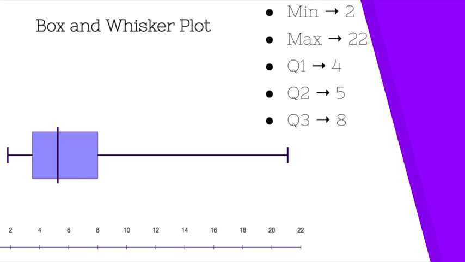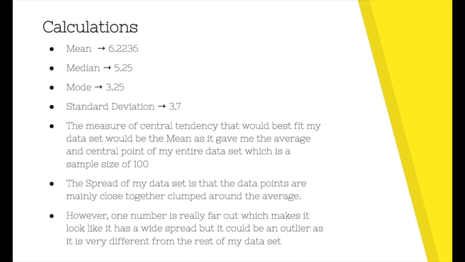This diagram is a box and whisker plot representation of my data. From this you can see that the minimum is 2, the maximum is 22, and while doing this I found that quartile 1 is 4, quartile 2 is 5, and quartile 3 is 8. I did some calculations. By using a Google spreadsheet, I found the mean, which was 6.2236, which is also known as the average. I then found the median, which was 5.25. Then I found the mode, which turned out to be 3.25.